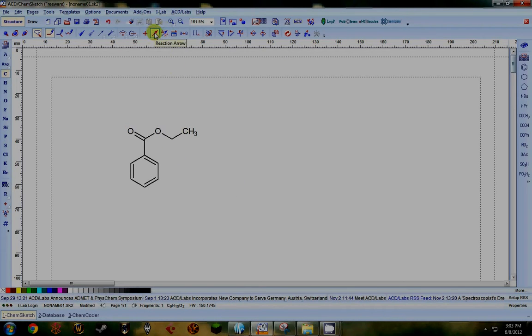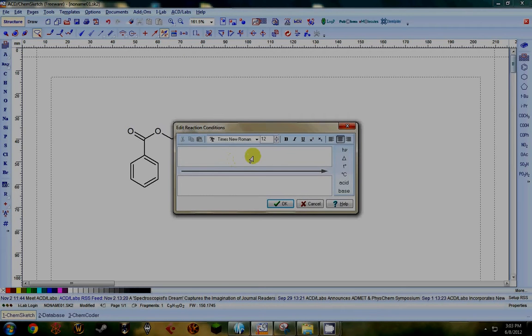Now we can draw the reaction arrow in. This button right here is the reaction arrow. We're going to draw an arrow in, and then we can click the label button to click on this arrow and label it. In this reaction we are using sodium hydroxide. As a solvent we're using ethylene glycol, and we are adding heat, which is what the triangle is. In the second phase we are using hydrochloric acid.